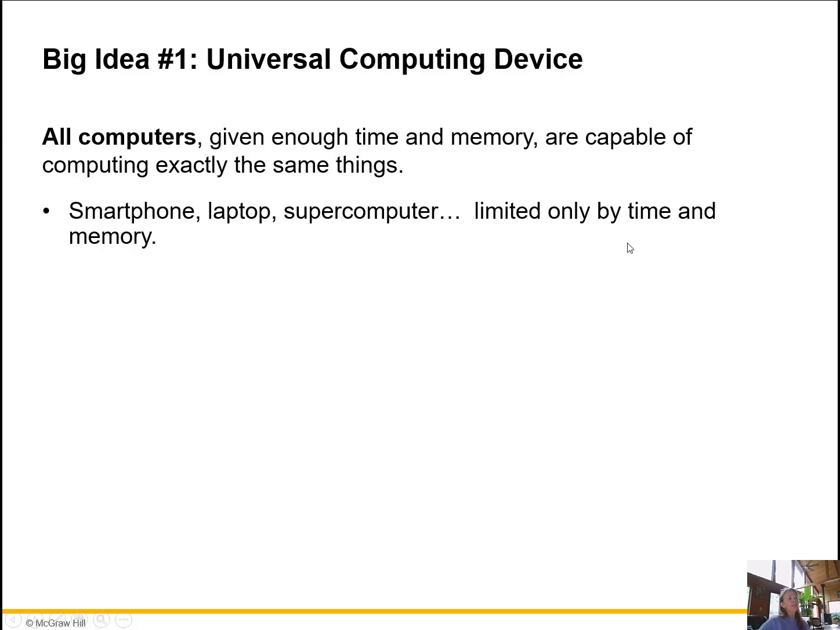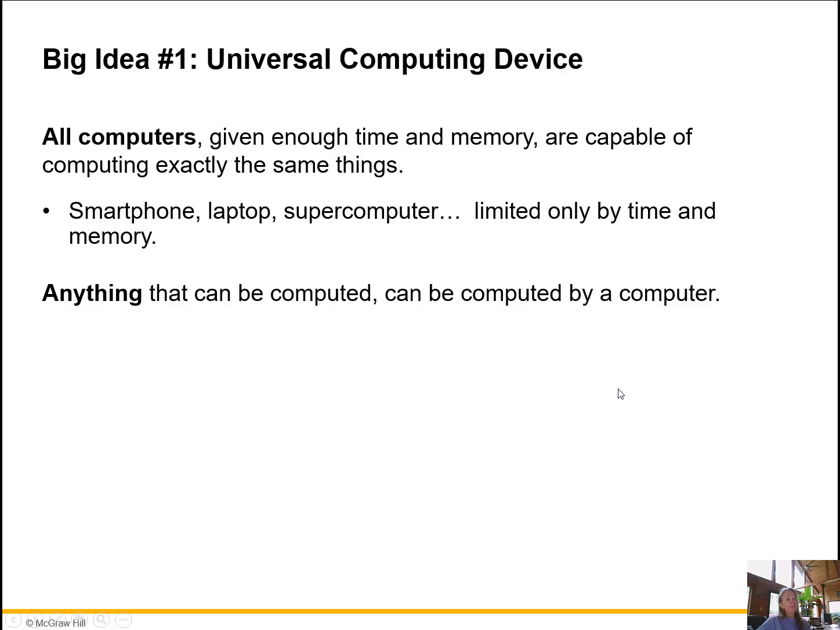So the big idea was we needed this universal computing device. And Alan Turing is the one who thought of this. With our computers that we have, given enough time and memory, they're all capable of doing exactly the same thing. But some of them have more memory, some of them are souped up Maseratis, and others are just a basic Honda. But they still get you from point A to point B. Some of them do it a little faster, some of them do it with a little more flash, but you're still doing the same thing, going from one point to another.